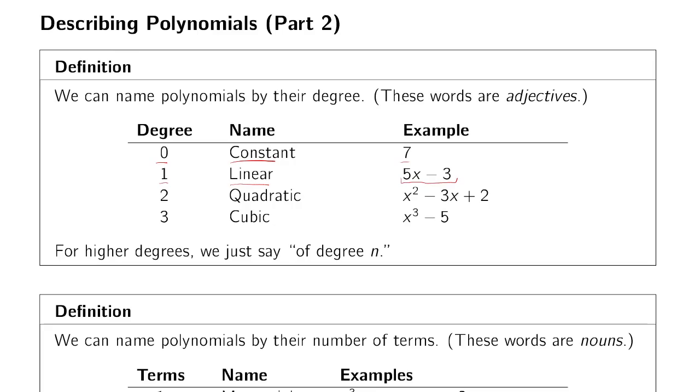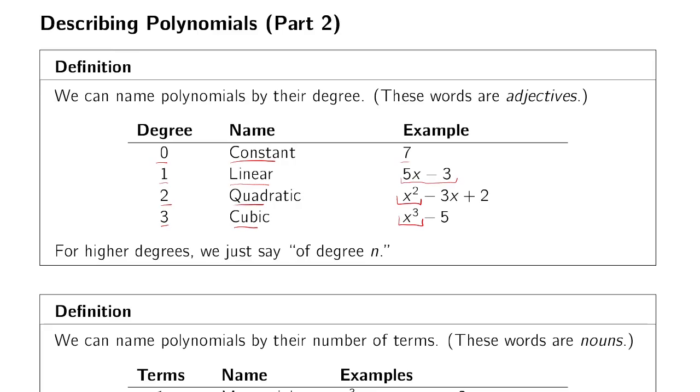We can have a quadratic polynomial, that's degree 2. As long as there's an x squared term and no higher degree terms, our polynomial is quadratic. We can have a cubic polynomial, that's degree 3. If there's an x cubed term and no higher degree terms, that's a cubic polynomial.